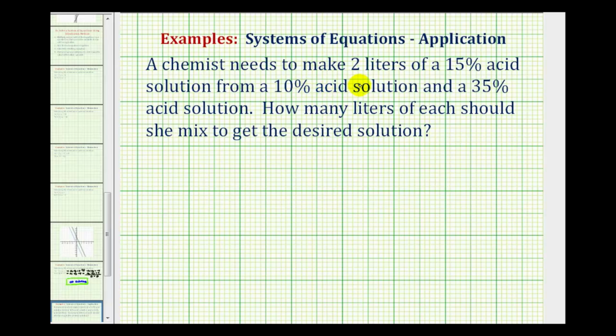A chemist needs to make 2 liters of a 15% acid solution from a 10% acid solution and a 35% acid solution. So we're mixing the 10 and 35% solution to create 2 liters of 15% solution. We want to know how many liters of each she should mix to get the desired solution. So we're going to need two variables here as well as two equations. Let's let x equal the number of liters of the 10% solution, and we'll let y equal the number of liters of the 35% solution.